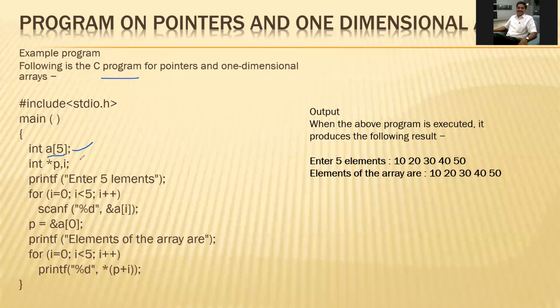Integer *P is written as a pointer variable. I is the normal variable. Enter the 5 elements. How many elements? I is equal to 0 to I less than 5. How many are there? 5 elements. We have to enter the 5 elements. Now this is the important statement. P is equal to ampersand of A[0].